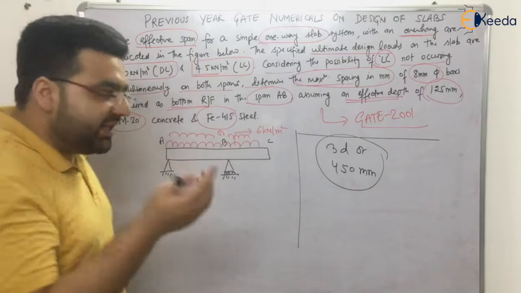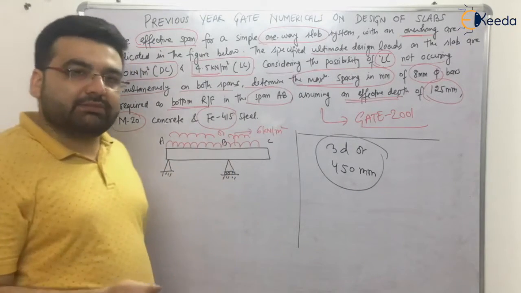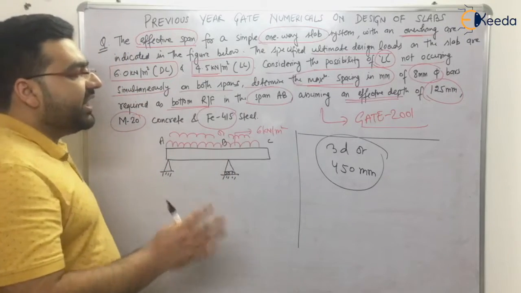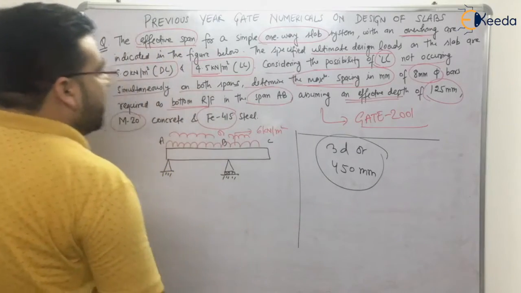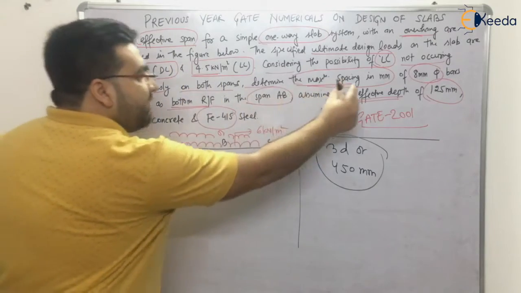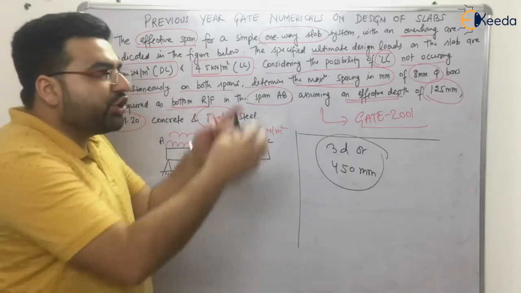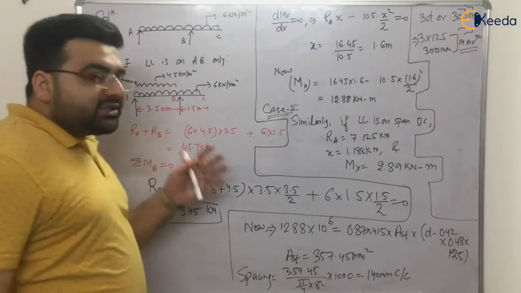It is my common sense that if the live load is on this part, I will get the maximum moment, but still I have to check whether my assumption is correct or not. Clear? Now let me rub the whole question. Let me just write down the important things, these loads, the effective depth, the diameter, and let us solve this numerical. It is going to be a big numerical.